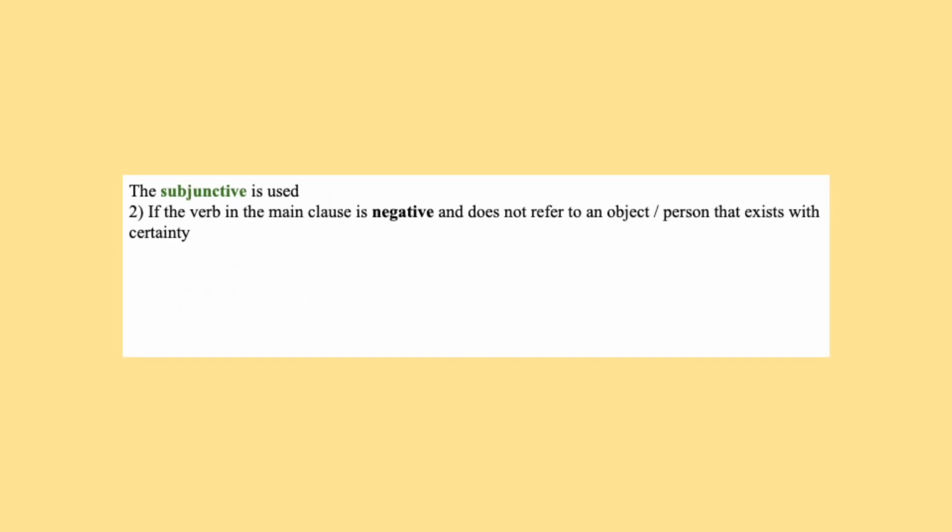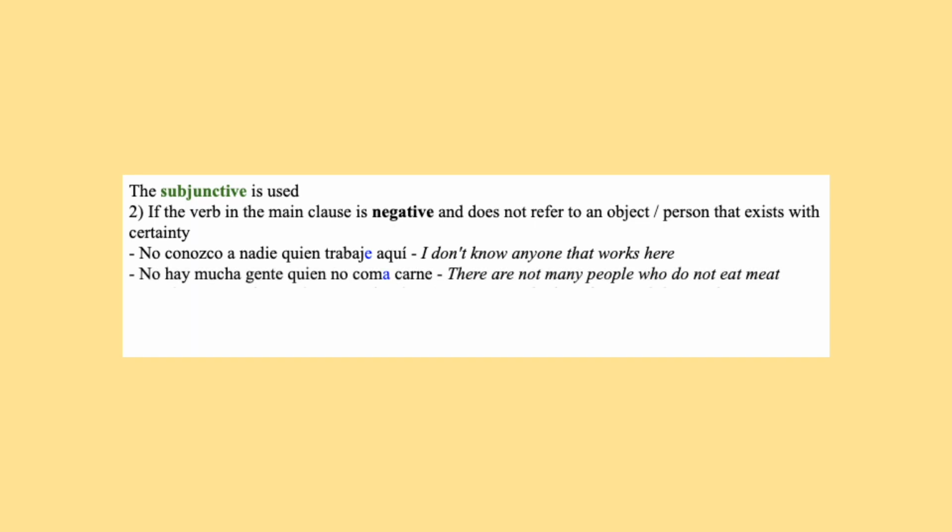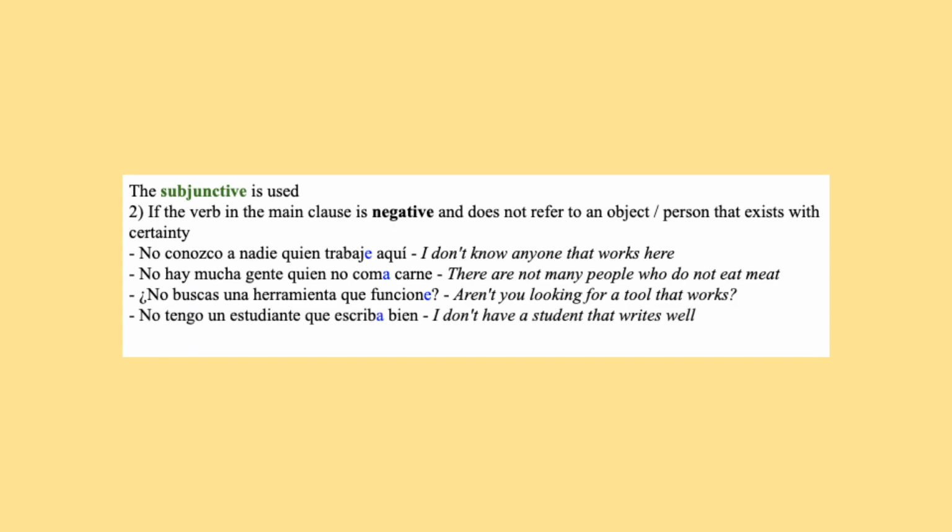We also use the subjunctive in adjective clauses if the verb in the main clause is negative and it does not refer to an object or person that does exist with certainty. No conozco a nadie quien trabaje aquí. No hay mucha gente quien no coma carne. ¿No buscas una herramienta que funcione? No tengo un estudiante que escriba bien. No quiero un hijo que no escuche. So in all of these examples, we have a negative verb, and we do not refer to a specific object or person that does exist with certainty. Therefore, all of these examples will use the subjunctive.